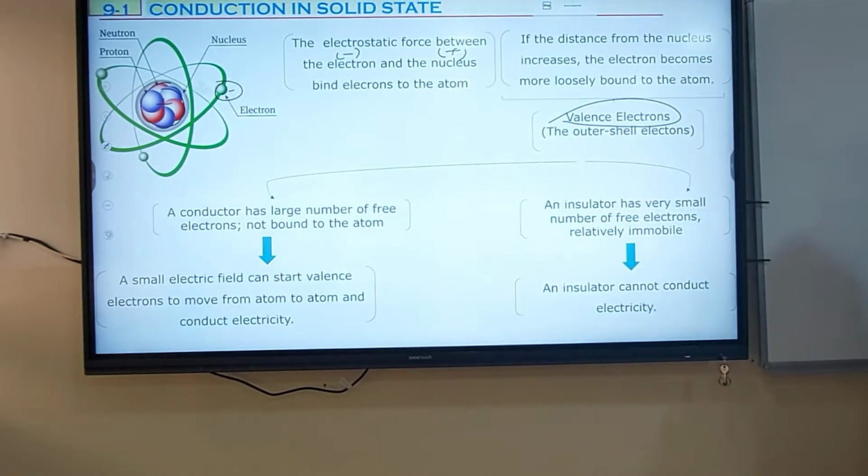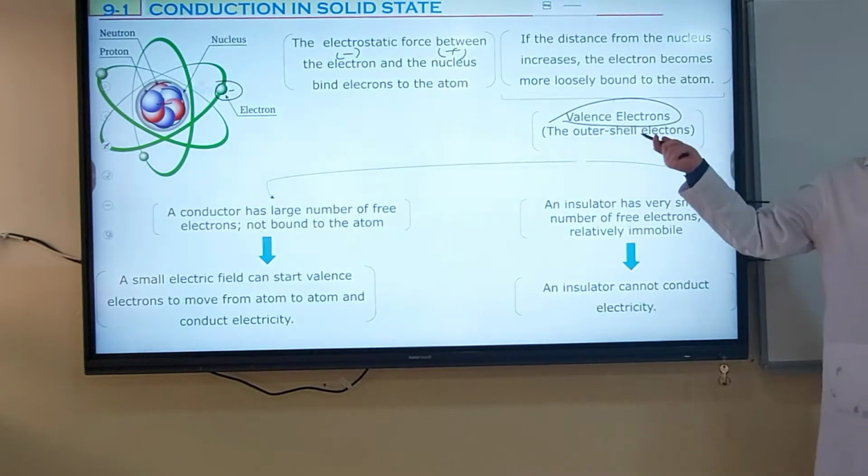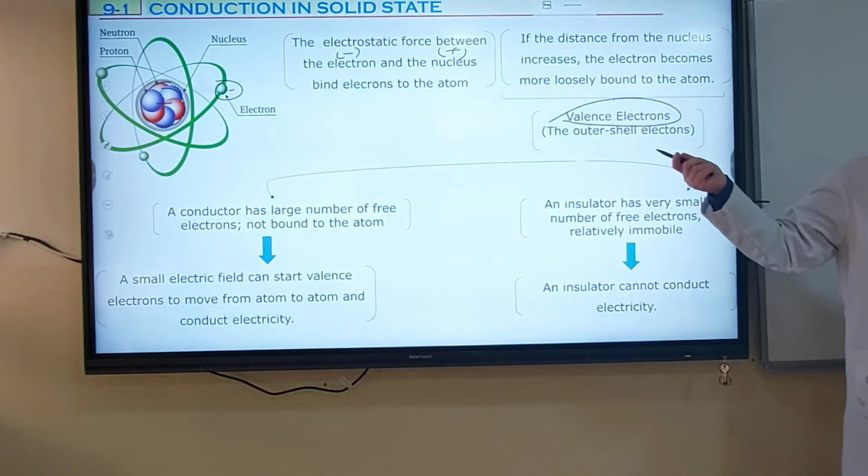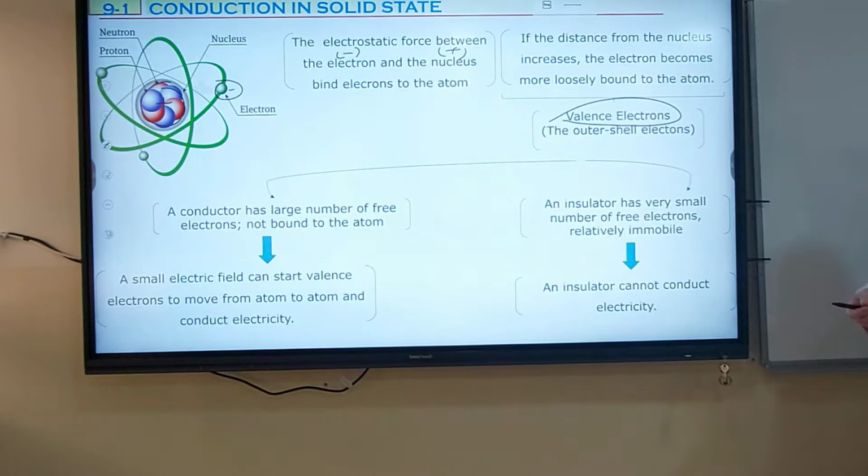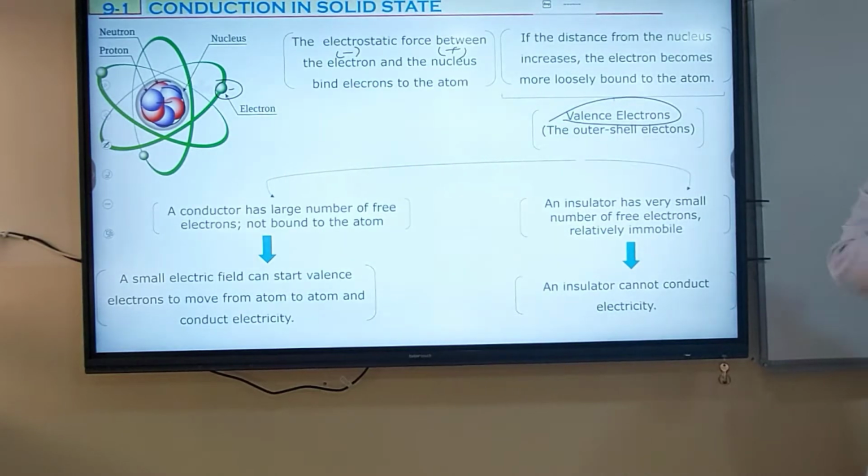Teacher, by free electrons, do you mean valence? Valence, yes. For conductors they are free, but for insulators they are not. They cannot jump from atom to atom in insulators. But still, we are talking about valence electrons because they are the outermost electrons, which affect the conductivity.